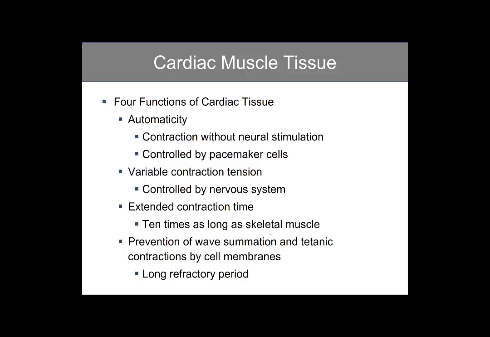There are four functions of cardiac tissue. One, they exhibit automaticity. They contract without neural stimulation, and their contraction and rhythms are controlled by pacemaker cells. These are cells within the heart that actually establish the electrical activity of the heart.